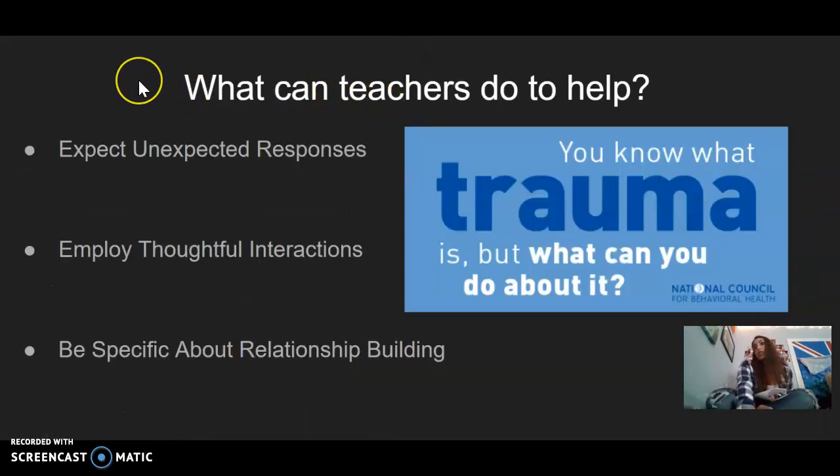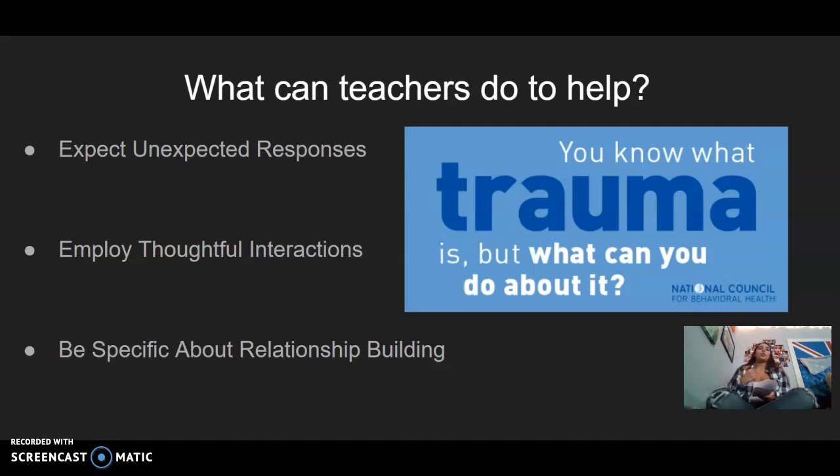So what can teachers actually do to help? Expect unexpected reactions, and a lot of times I realize that teachers try to ignore these, and that's actually the opposite of what you're supposed to do, because then it makes them feel like they're not being heard at all. So sometimes, obviously all of the time, don't take these responses personally, because a lot of times students can act out in anger, even if they're not angry with you. So that's something to be aware of.